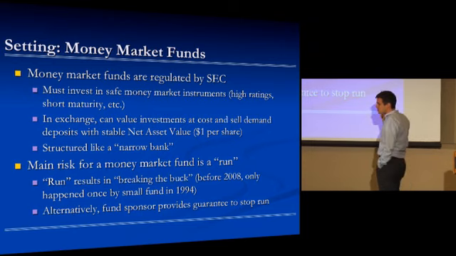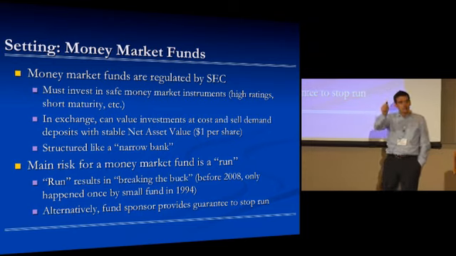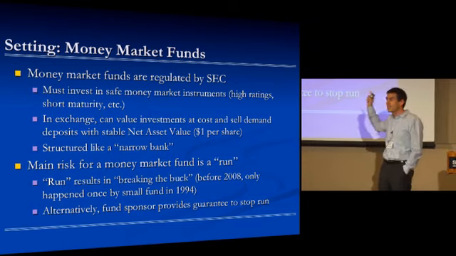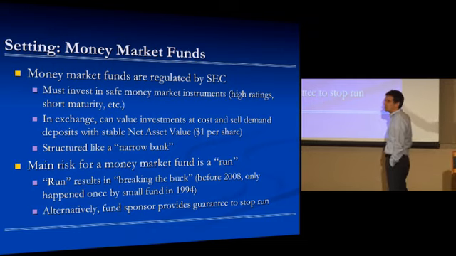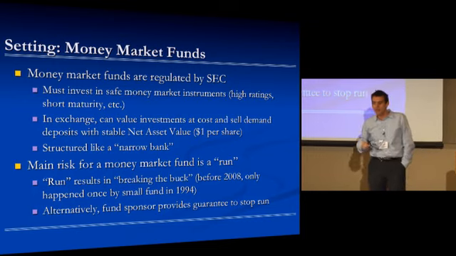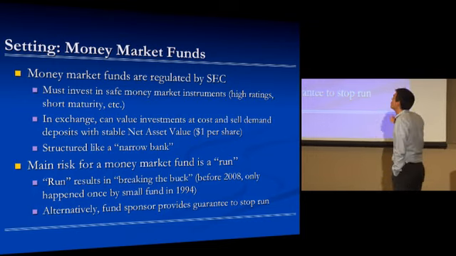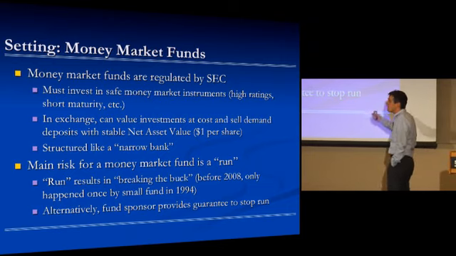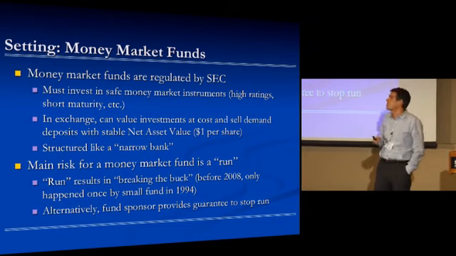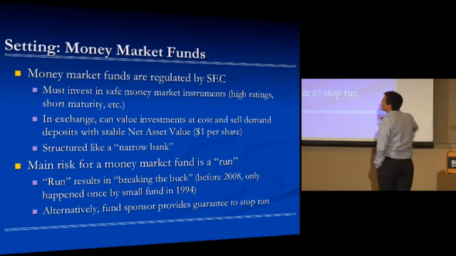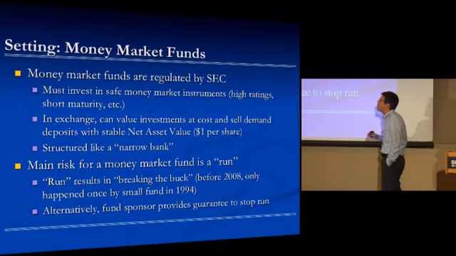What makes them special, in particular relative to mutual funds, is that once they follow these investment criteria, they can value investments at cost and sell demand deposits with a stable net asset value against that. A regular mutual fund is marked to market, whereas these money market funds, as long as they're within a band around the true market value, can value the investment at cost, and that is what allows them to issue these deposits. So they're structured like what some people would call a narrow bank.